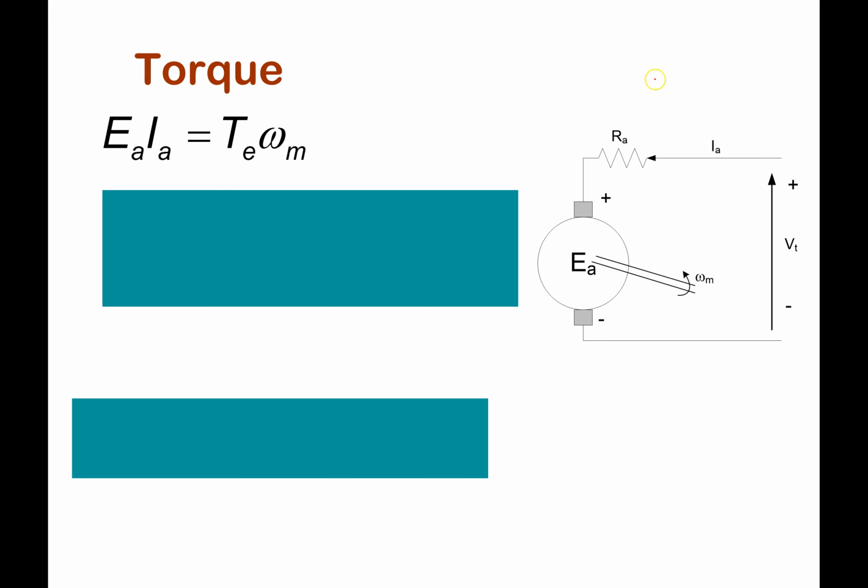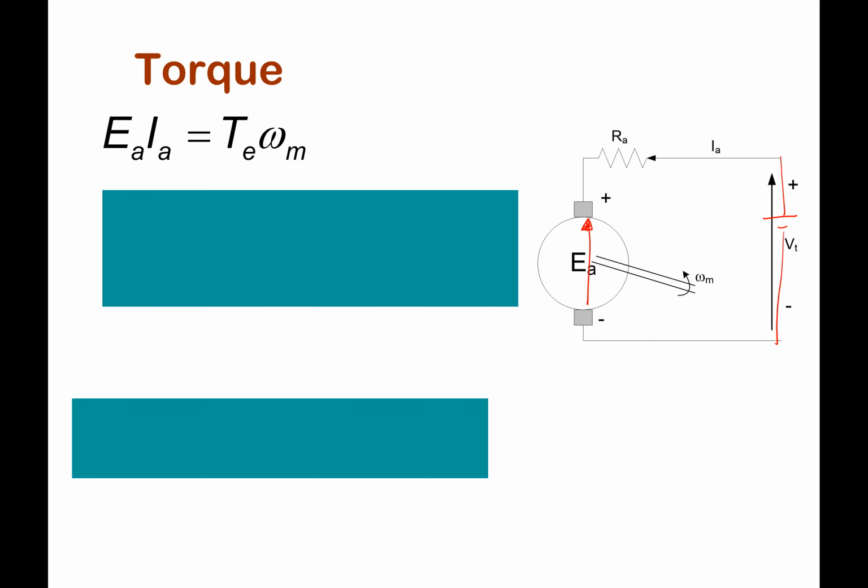If I had to draw the equivalent circuit for the DC motor, I have my terminal voltage, and this is just supplied by a battery. And then I have some resistance of the windings and so on. And then I have my motor, which gives me some back EMF.